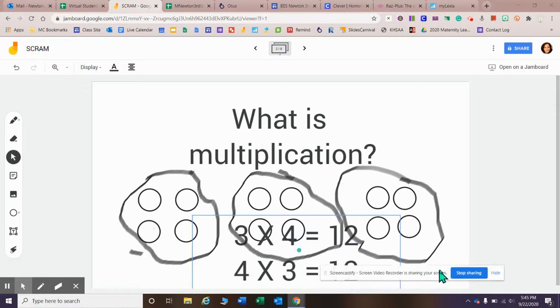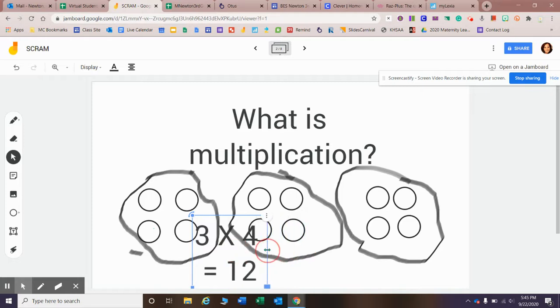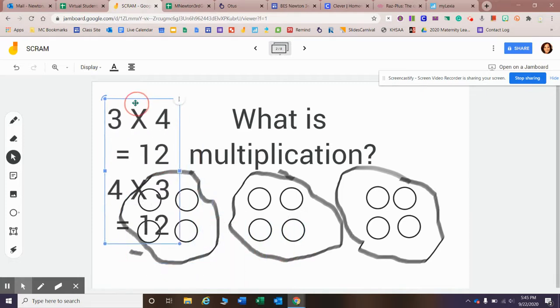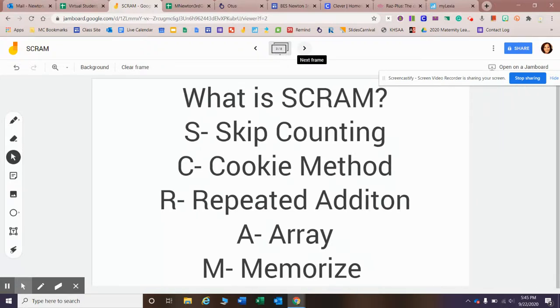All right, I'm going to move this so we can see better. Let's move to our next slide. Put that right there. So now we're going to be talking about SCRAM. You might have seen that on my very first slide. And you're thinking, what is SCRAM? Well, you might be thinking, oh, like to get lost. You might tell someone to scram. But that's not at all what we're talking about.